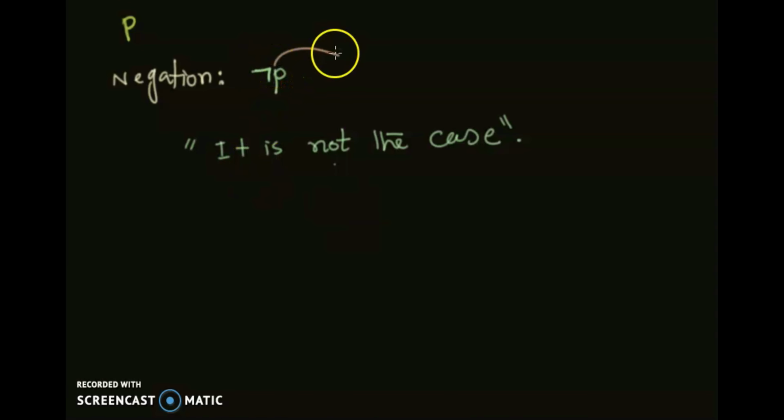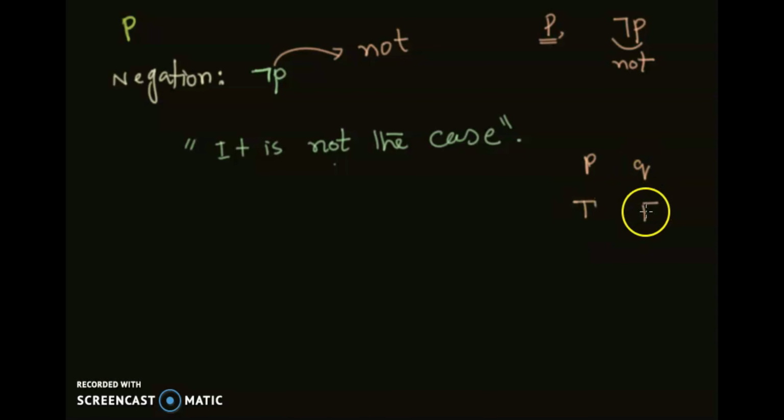So we read this as "not P." If P is a proposition, then this proposition means not P, right? Of course, if this proposition P has value true, then not P will have value false. And if P has value false, then this will have value true. So if P is true, then the negation is false. If P is false, then the negation is true. This is also something that you need to keep in mind. Okay, so let's move on by constructing examples to understand more about this concept.